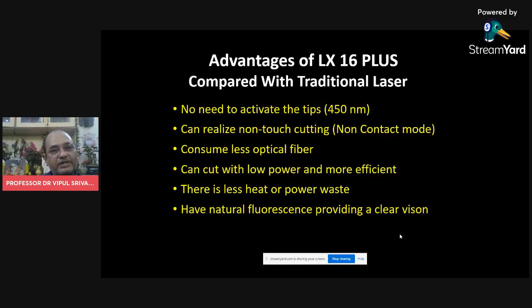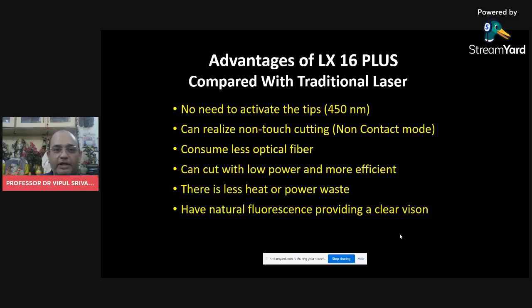What I mean by activation: with a traditional laser, you need to activate the tip by passing it on carbon, or on a wine bottle cork, or any object, so that it gets some pigments deposited, and then it can work for cutting purposes. So we can realize a non-touch cutting that consumes less.